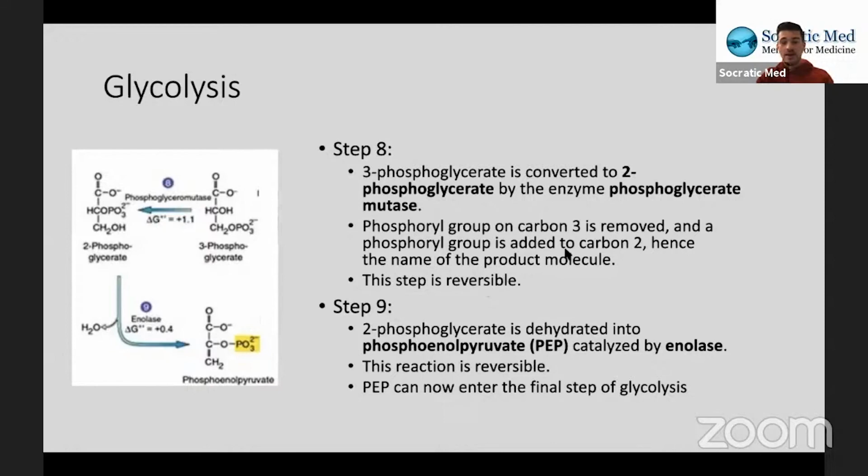And then we go to step 9. The 2-phosphoglycerate is dehydrated into phosphoenolpyruvate, which is usually just abbreviated as PEP, and it's catalyzed by the enzyme known as enolase. And this reaction is also reversible. And PEP is a super important molecule. We look at it in a bunch of different metabolic pathways, just going to and from. We look at it in gluconeogenesis as well, just the opposite way. But PEP can now enter the final step of glycolysis.